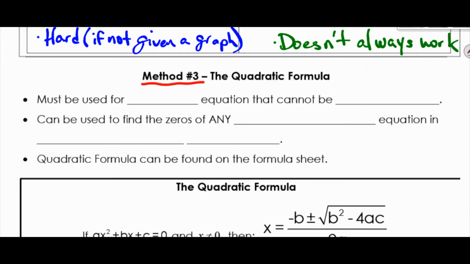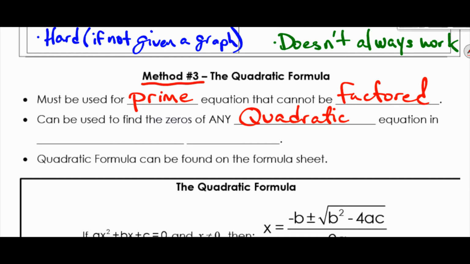This must be used for prime quadratic equations that cannot be factored. When I say that they're prime, I'm basically saying that I'm going to get irrational solutions. It can be used for any quadratic equation. That's a huge positive of the quadratic formula. It can always be used. So if you're not sure how to factor something, if you can't figure it out, you can always back up to the quadratic formula and use that.